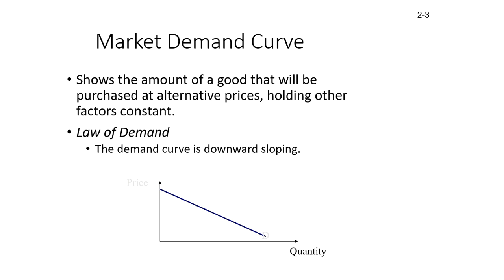Why? Because we as economists assume that consumers are rational. They want to maximize utility, or satisfaction, from their money. So how are they going to maximize their satisfaction? It's by following the law of demand. If the price increases, then the quantity must reduce. If the price reduces, then the quantity must increase.